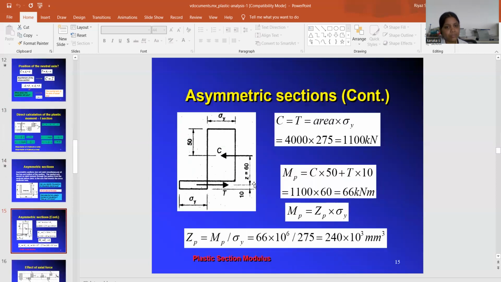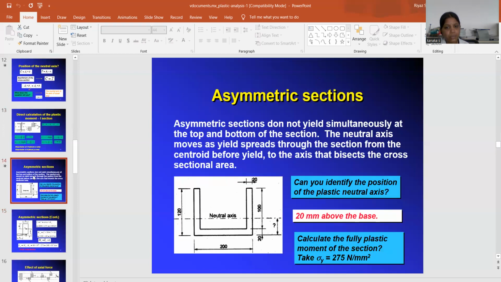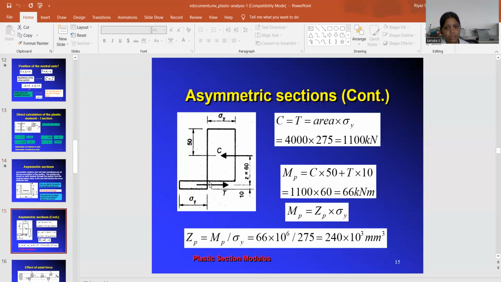Asymmetric section, the continuation. So C equals area into sigma y. The area is 200 into 120, which is 4000 mm squared. 4000 into 275, where sigma y, the yield stress, is 275 Newton per mm square. So 4000 into 275 gives 1100 kilonewton. So the fully plastic moment MP equals C into 50 plus T into 10. So C is 1100 into 60, equal to 66 kilonewton meter.